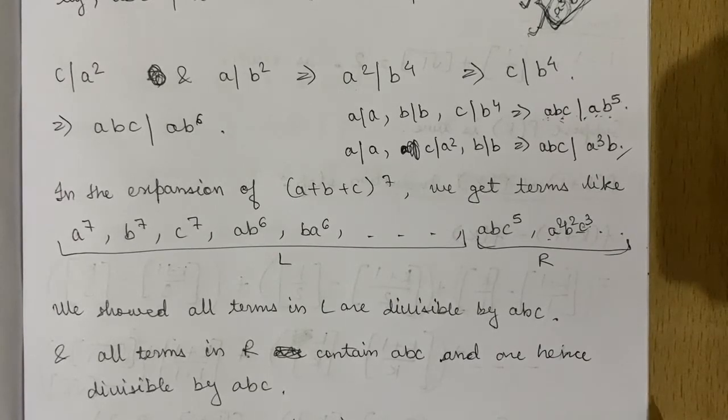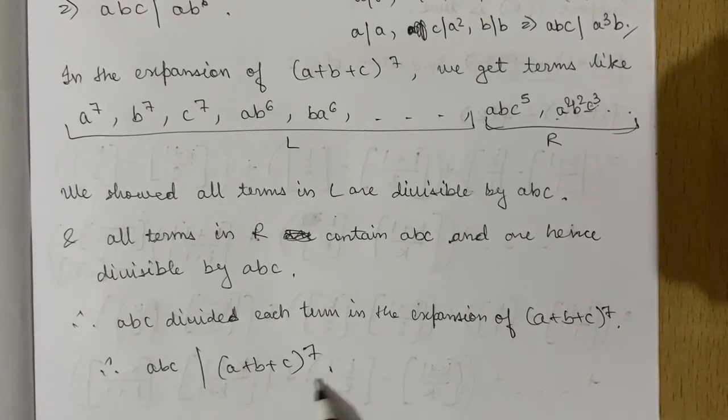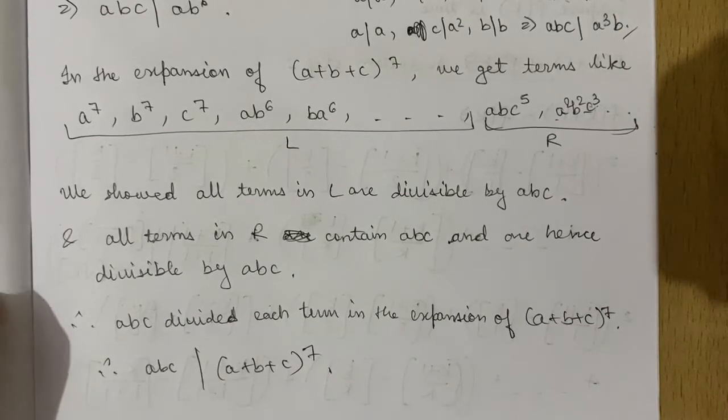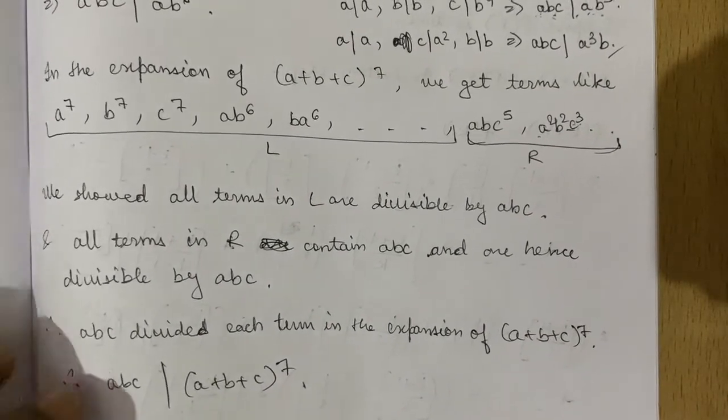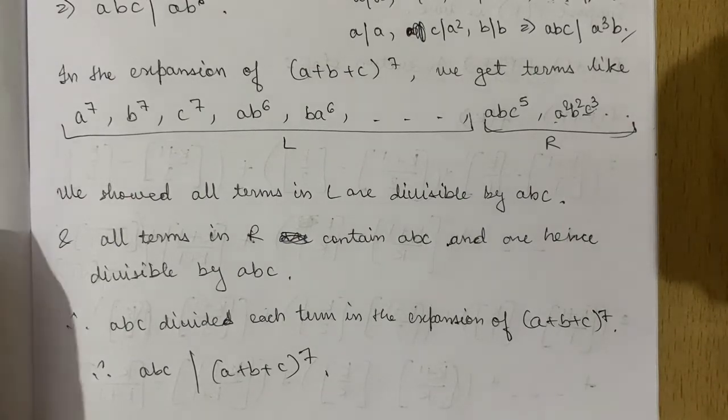Therefore, ABC divides each term in the expansion of (A plus B plus C) to the power 7, and therefore ABC divides this whole term (A plus B plus C) to the power 7. So this concludes the problem. The ideas in this problem were understanding the multinomial expansion, that is, if we raise a sum of three terms to a power, how do the terms in the expansion look? And the second idea was to use the very basic properties of divisibility.